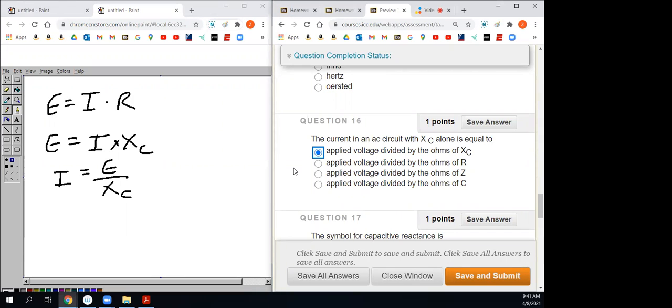Capacitive reactance completely applies to Ohm's law. Yeah, because it's a resistive value. Now that only works in an AC circuit. It doesn't work in a DC circuit. But in an AC circuit, a capacitor has a resistive value, an ohmic value, ohms, right? So we can apply Ohm's law there.